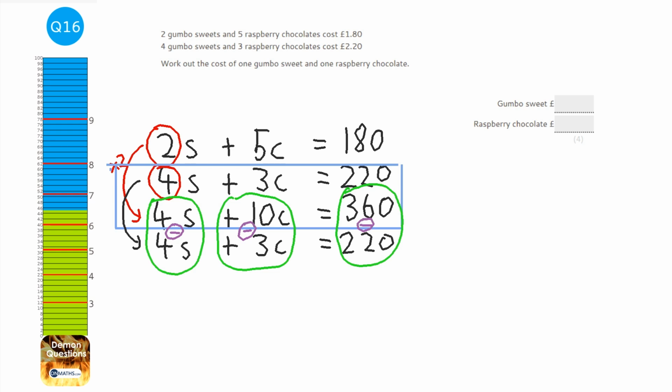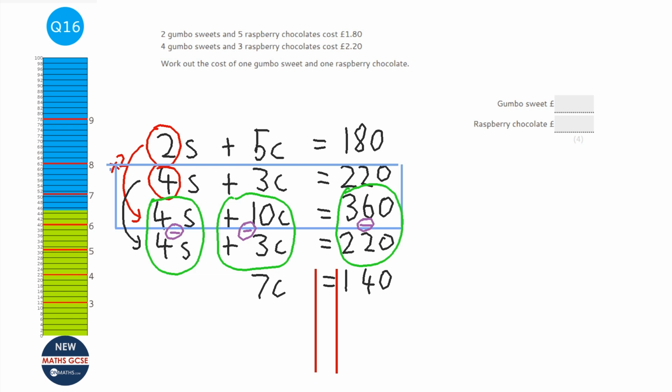So 4s take away 4s is nothing, which is great. We wanted to get rid of those. 10c take away 3c is 7c. And 360 take away 220 is going to be 140. So I'm going to get my lines in now, so I can solve this. To get rid of this times 7 here, we're going to divide both sides by 7. So c equals 140 divided by 7, which is 20. So c, the raspberry chocolate, is going to be 20 pence, or 0.20 pounds.